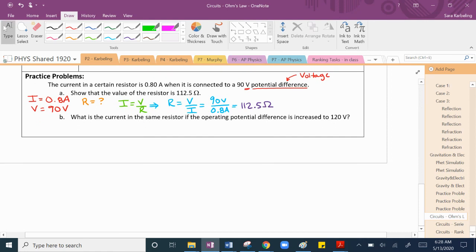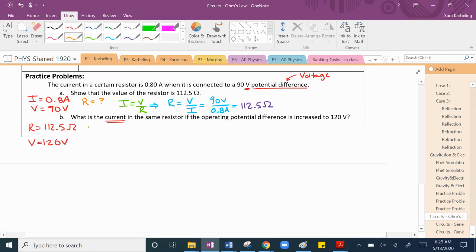It says, what is the current in the same resistor if the operating potential difference is increased to 120 volts? So now, this is the part that's kind of interesting. Remember I said that the current is dependent on the resistance and the voltage. So in this case, the resistance is the same. It's the same setup, the same resistor. So we've still got that 112.5 ohms. Now, instead of operating at 90 volts, every time those electrons go through the circuit, they're actually being lifted up even more. They're given more energy. The voltage is 120 volts.